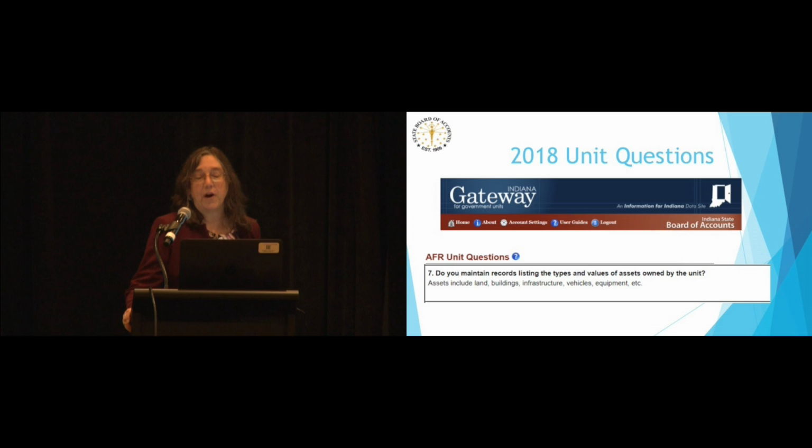When you did your AFR for 2018, you were asked whether your unit maintained records listing the types and values of your assets owned. You could answer no to this question, and you could still complete your annual financial report. You'd get a warning that you really should be keeping your capital asset records, but it wouldn't stop you from submitting. If you answered yes, which most of you probably did, then a capital asset schedule was generated for you to complete.